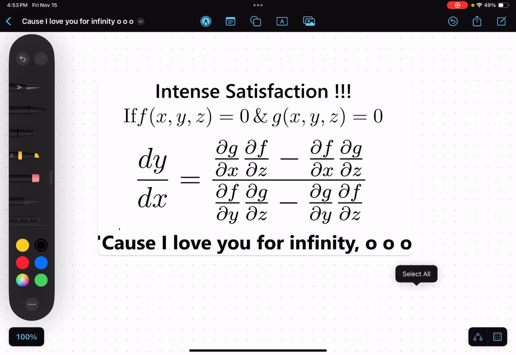Okay. So that was the feeling I got when I solved this problem. So I was really happy. Yeah, this problem basically gave me an intense satisfaction, which I intend to transfer to you as well, right? So yeah, let's go into the problem.